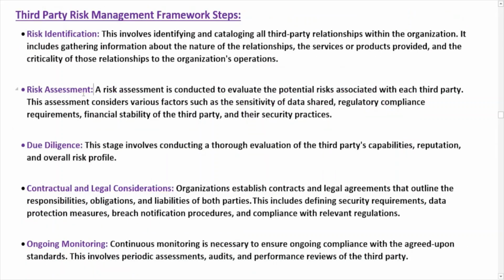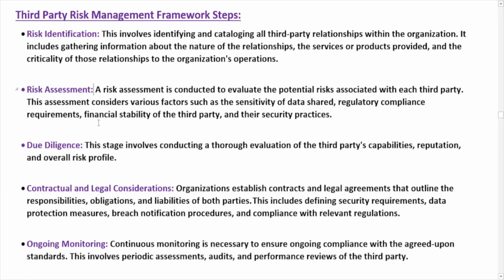Then in the second step we have risk assessment. Once the relationships are identified, a risk assessment is conducted to evaluate the potential risk associated with each third party. This assessment considers various factors such as the sensitivity of data shared, regulatory compliance requirements, financial stability of the third party, and their security practices as well.